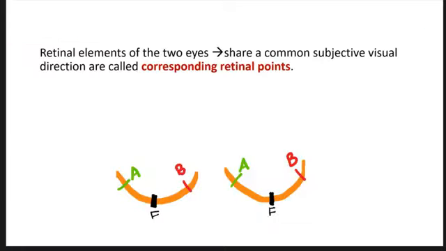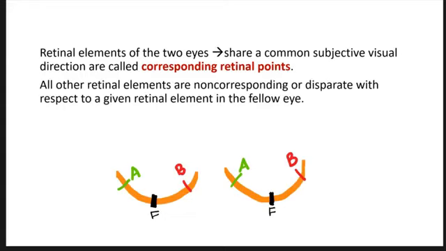Retinal elements of the two eyes, as I told you, share a common subjective visual direction with one another's point on the other eye. And these points which are sharing this subjective direction, these friendly points, are known as the corresponding retinal points. Okay, so what I mean to say is the fovea of both the eyes correspond to each other.